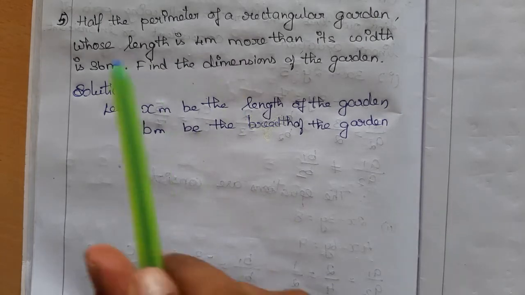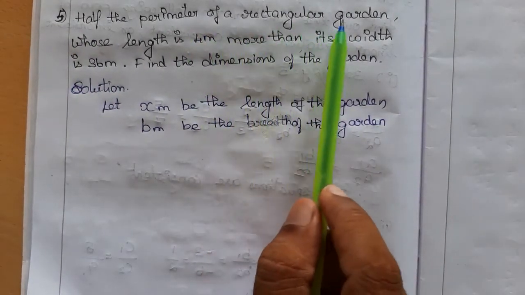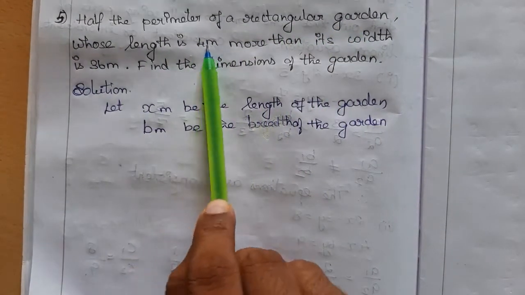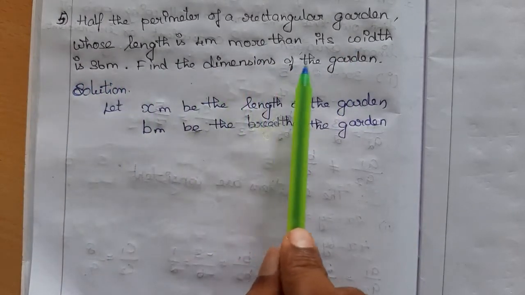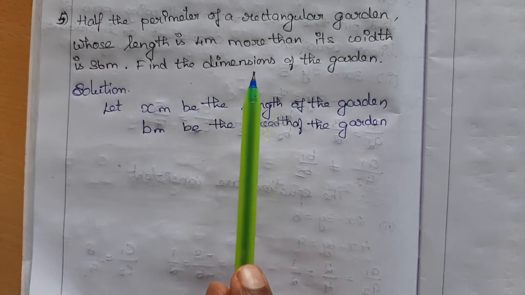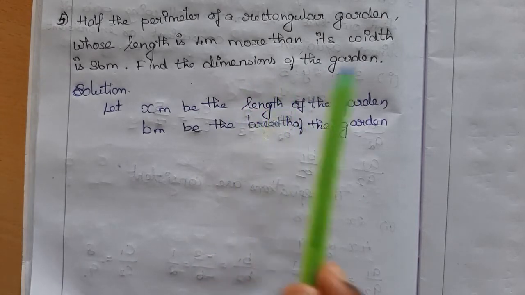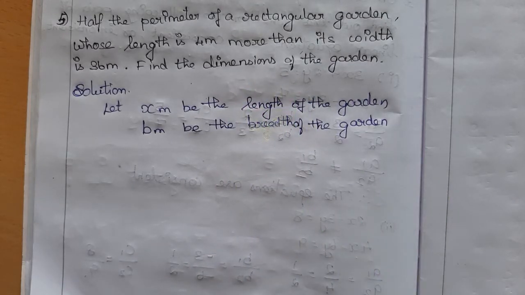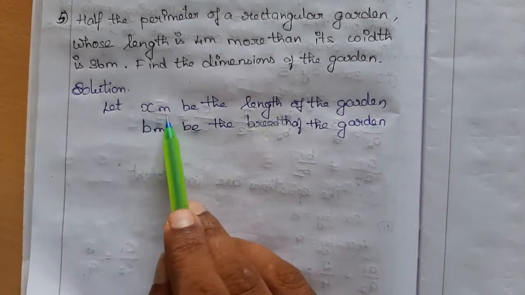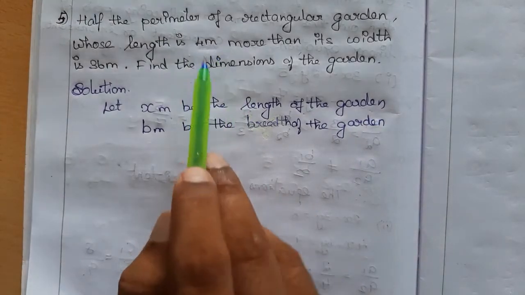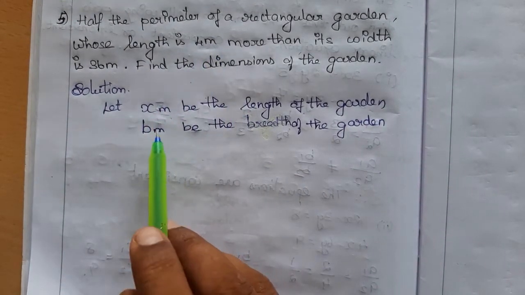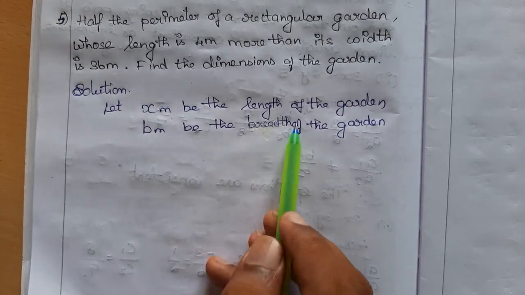The next problem. Half the perimeter of a rectangular garden whose length is 4 meter more than its width is 36 meter. Find the dimension of the garden. Dimension is nothing but the rectangle has two dimensions, length and breadth. We have to find the length and breadth. So I am considering length as x and breadth as b. So x meter be the length of the garden, and b meter be the breadth of the garden.